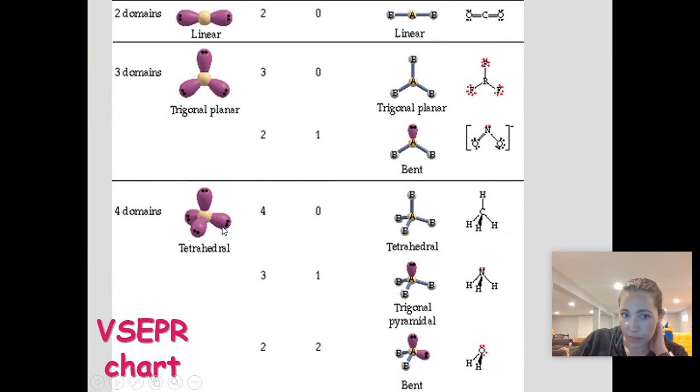Again, this is an overview of all the different shapes: linear, trigonal planar, bent, tetrahedral, trigonal pyramidal, and again, bent, but this time with 2 lone pairs.